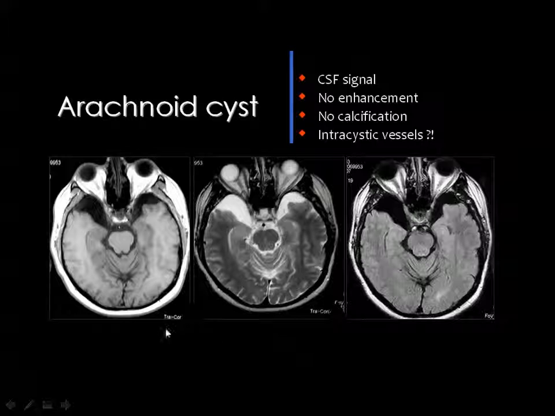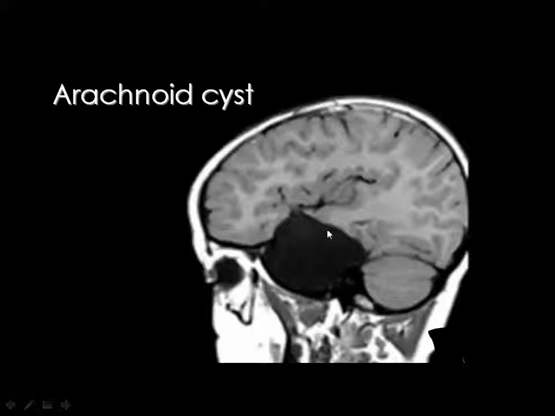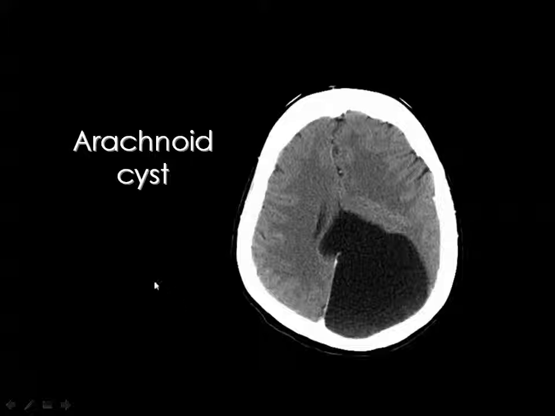An arachnoid cyst may be bilateral, symmetric or asymmetric. On MRI, it will show CSF signal, also no enhancement, no calcification, and you already know about the intracystic vessels. Then this is the typical location of the arachnoid cyst against the greater wing of the sphenoid anterior to the temporal lobe. Here is an arachnoid cyst in a typical location in a T1 weighted sagittal image showing the characteristic CSF signal. The arachnoid cyst can occur anywhere, as I have said, in the cerebellopontine angle, retrocerebellar, and so on.